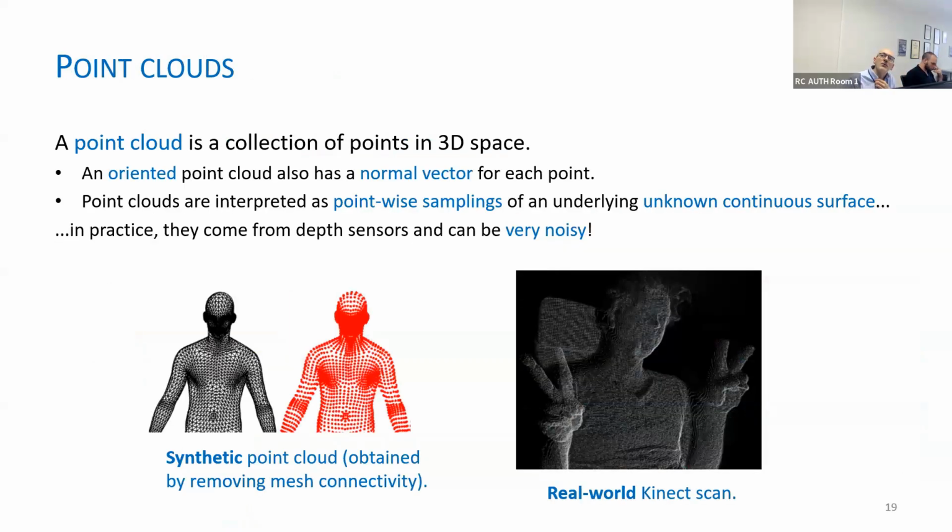And of course, a point cloud can be taken, for example, from the body of a person. You see here some examples. On the left, we have a synthetic case, and on the right, we have the scan obtained with Kinect. Probably you know Kinect is now out of production. It has been substituted by Microsoft Azure, but it's more or less the same.